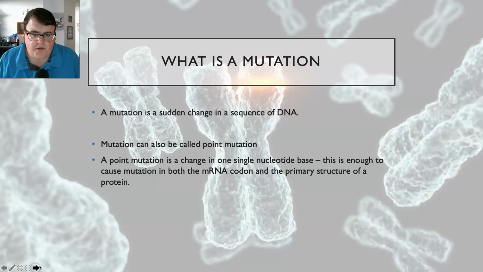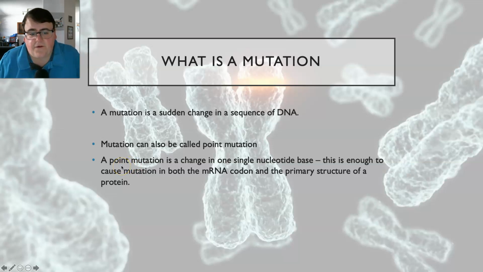Okay, so first off, let's actually talk about what a mutation is. When we're defining a mutation, we refer to it as a sudden change in the sequence of DNA. Sometimes mutations are also referred to as point mutations because that's a very specific type of mutation. A point mutation is basically where one nucleotide base in the entire DNA strand has been changed.